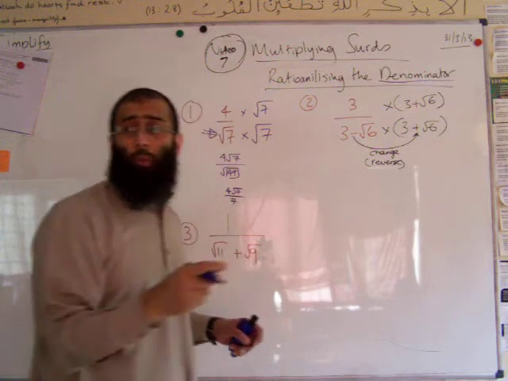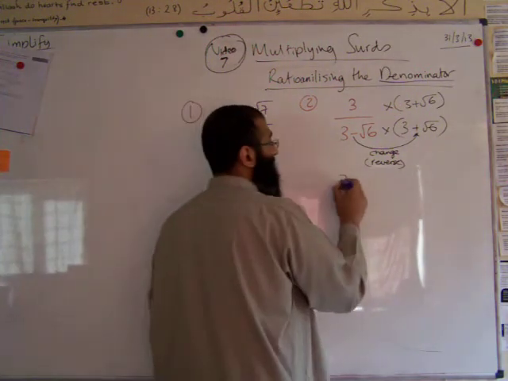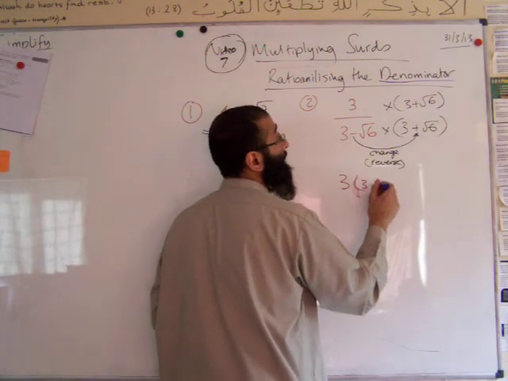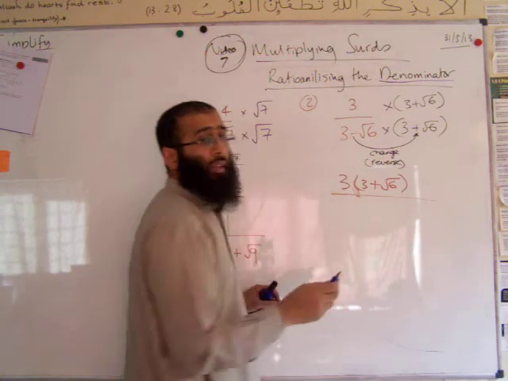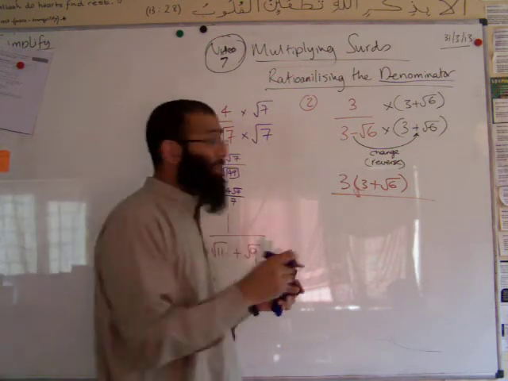The top part for the moment, because we've got a number times by a bracket, I'm just going to leave it as is at the moment. So I'm going to leave that as 3. Okay, so the top part I'm just going to bring it together. The 3 and the bracket, so I'm not going to multiply them at the moment.